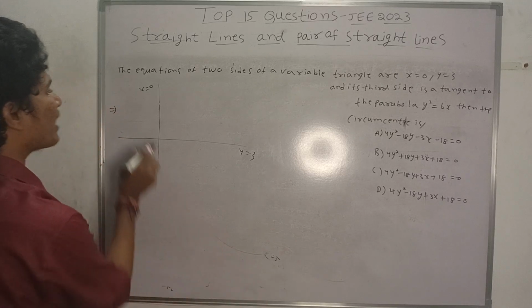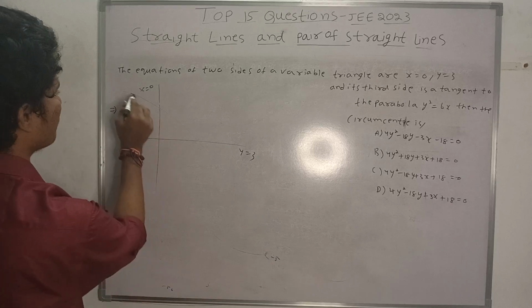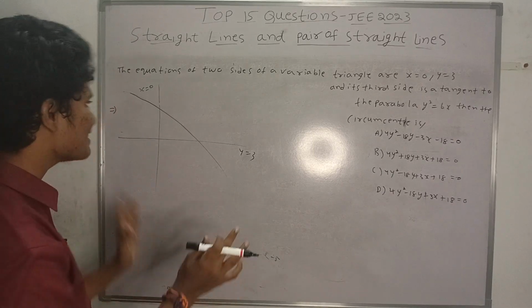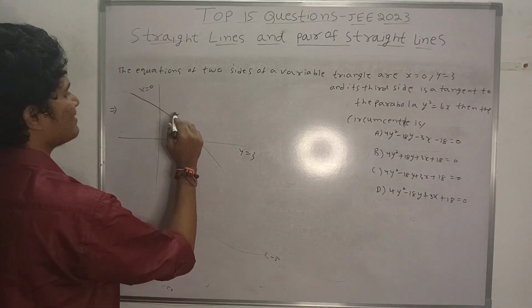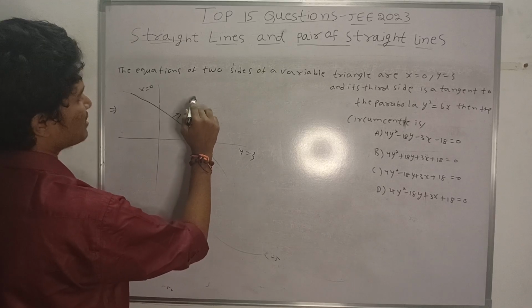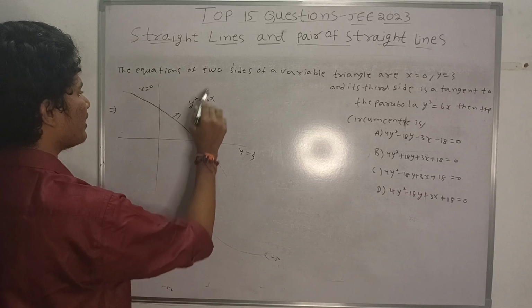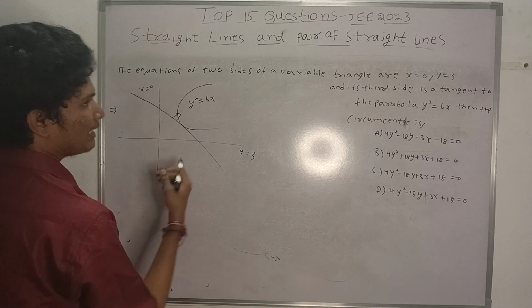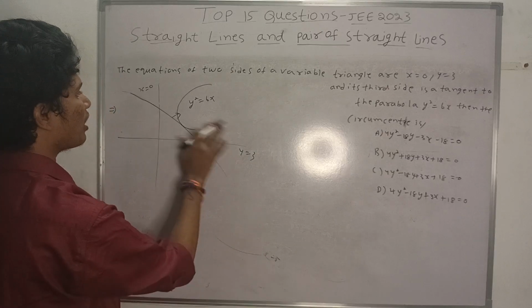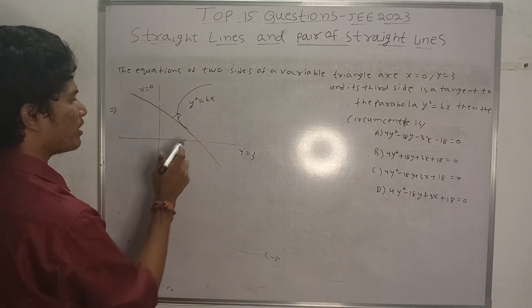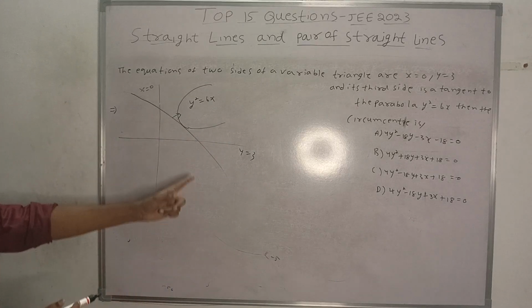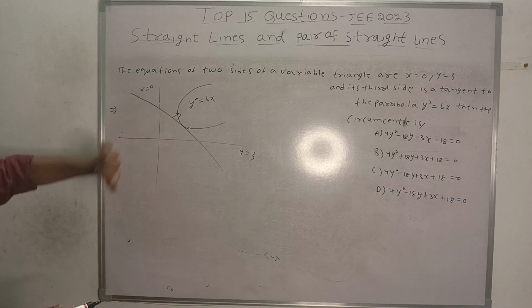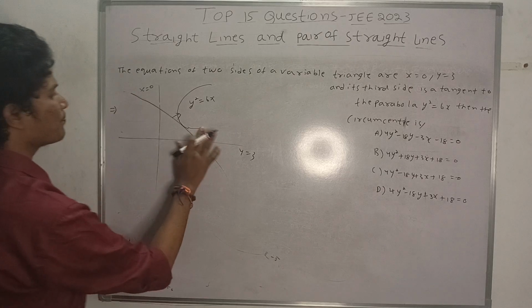Basically this is the third side. How can it be like this? It will be the third side, but this third side is the tangent to the parabola y square equal to 6x. Maybe it can be like this, it can be like this, but there can be anything. We cannot assume like this, but we can assume like this. There is a tangent, and this tangent is a third side of the triangle, we can assume.